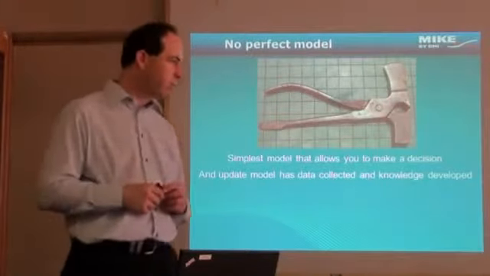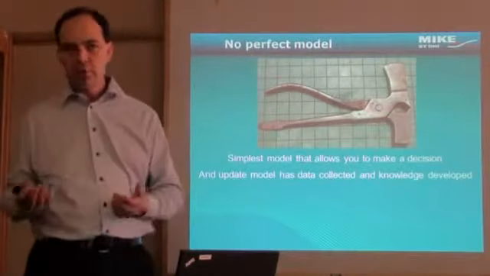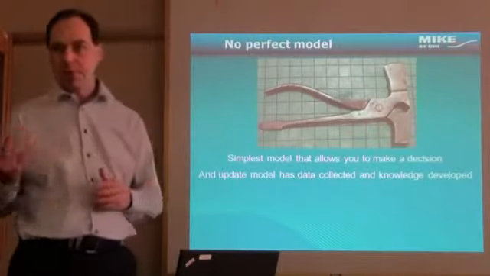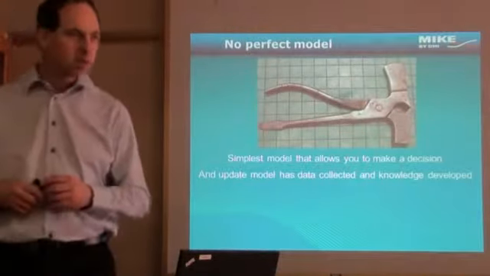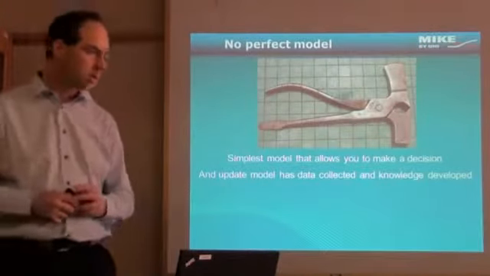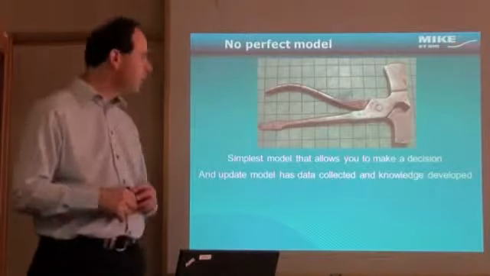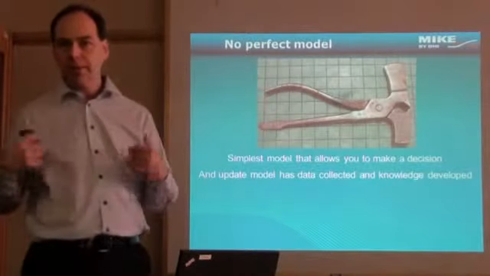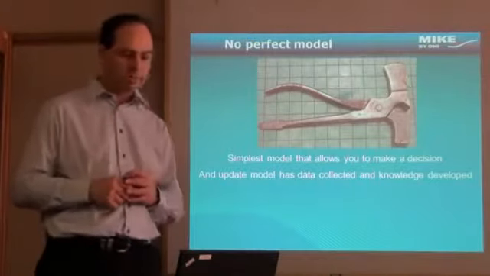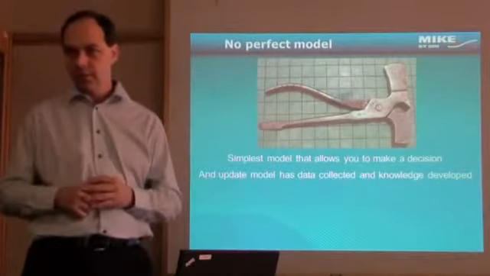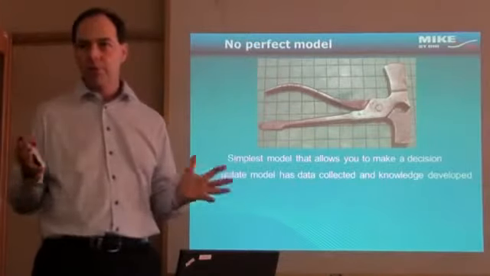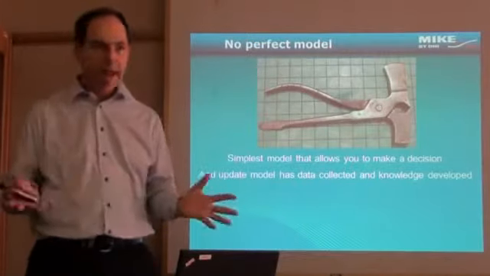Because there is no perfect model. There's no perfect modeling tool, and there's no perfect model that you actually develop. You want the simplest model that will allow you to make a decision, but no simpler, to paraphrase Albert Einstein. And we want to use that model and update it continuously, so that as more data becomes available and as we generate more understanding in the system, the model becomes a repository for that data and that understanding.